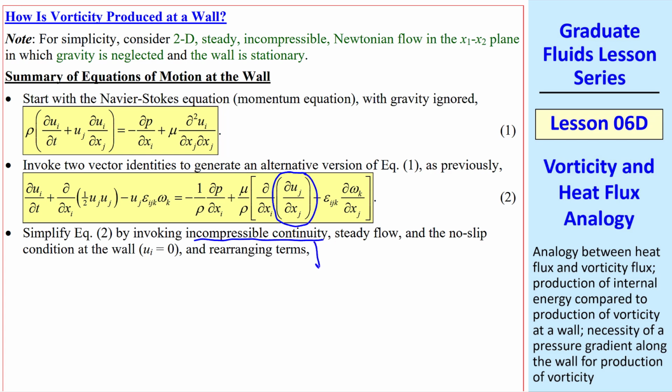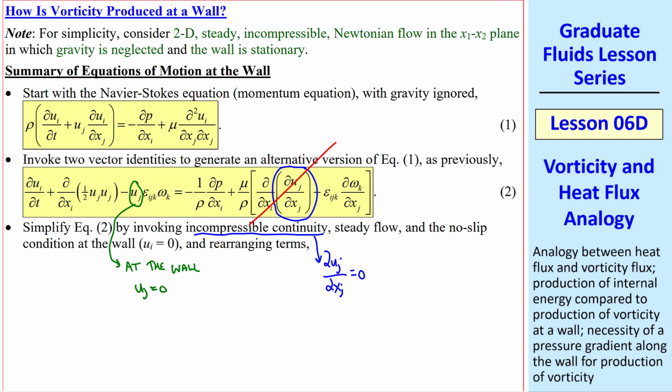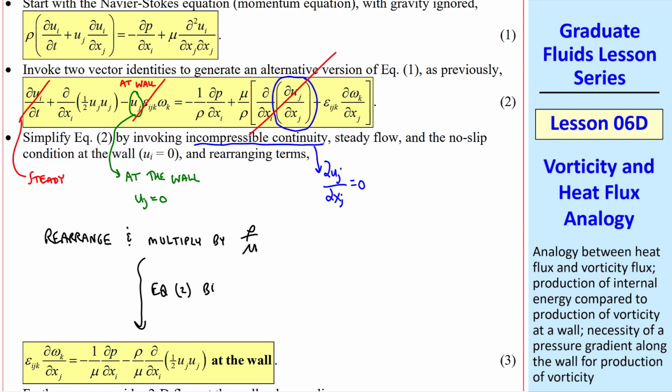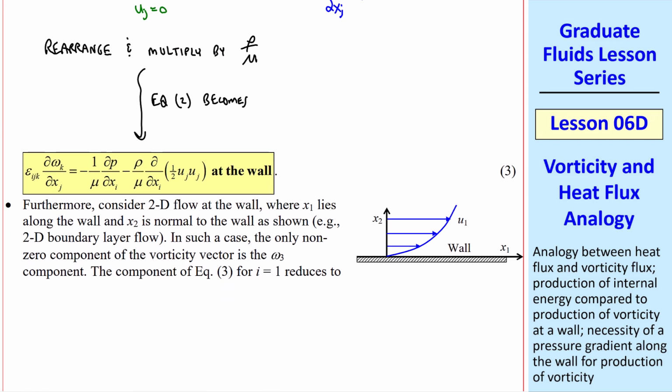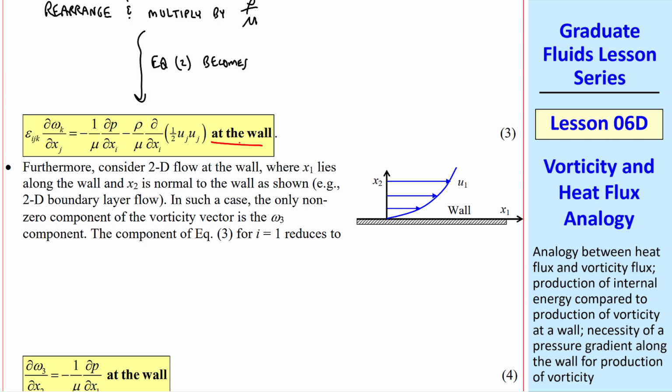But we can simplify this further. The incompressible continuity equation is ∂uj/∂xj equals 0, so this term goes away. Right at the wall, uj is 0, so this term also goes away at the wall. Since we're talking about steady flow, this term also goes away. Now let's rearrange and multiply by rho over mu, which is the reciprocal of this. So equation 2 becomes this equation, which I'll call equation 3, and keep in mind that this is valid only at the wall.